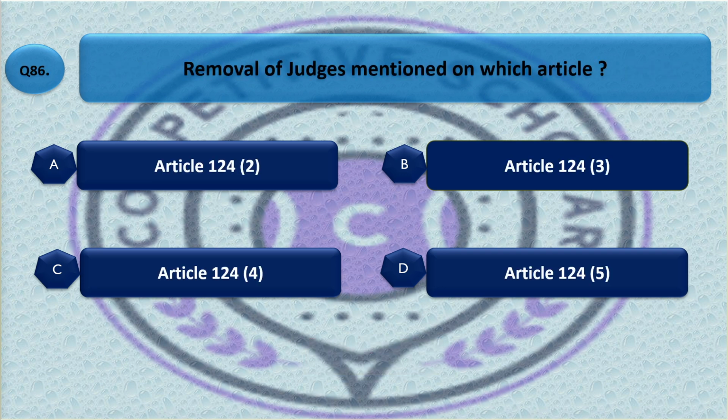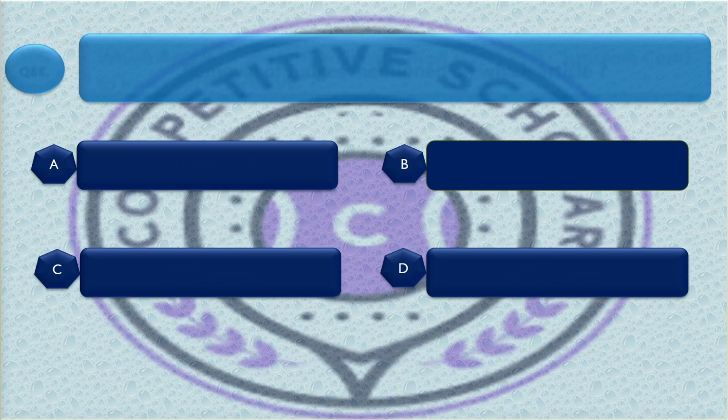Question number 86. Removal of judges mentioned on which article? Option A, Article 124(2). Option B, Article 124(3). Option C, Article 124(4). Option D, Article 124(5). So the answer is option C.